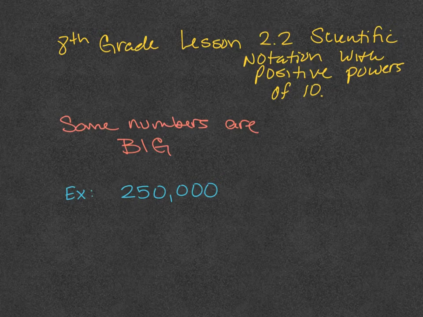We're on 8th grade lesson 2.2. This is scientific notation with the positive powers of 10. And scientific notation is kind of a shortcut, or a simplification process, that is used when you're dealing with very, very large or very, very small numbers. In this case, for this lesson, we'll be dealing with very, very large numbers.